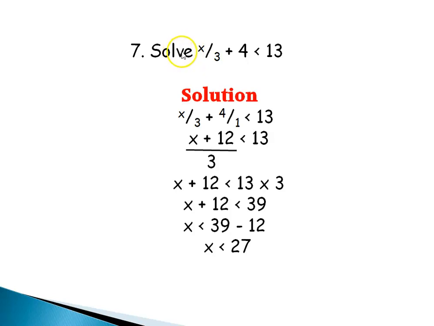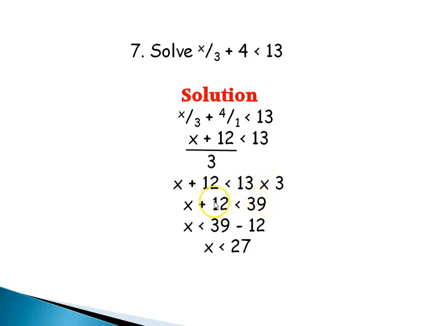Question 7. Solve x over 3 plus 4 less than 13. Okay, so this is a fraction. Let's try to solve it in fraction form. I'll write this 4 as 4 over 1 to make it easy. The LCM of 3 and 1 is 3. 3 in 3, 1; 1 times x, x. 1 in 3, 3; 3 times 4, 12. Less than 13. And then I'll cross multiply, so that I'll have x plus 12 less than 13 times 3. x plus 12 less than 39. 13 times 3 is 39.